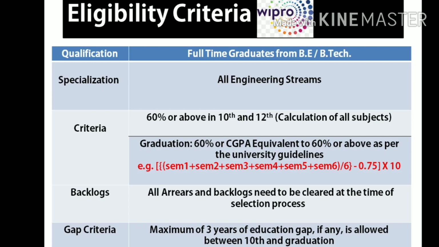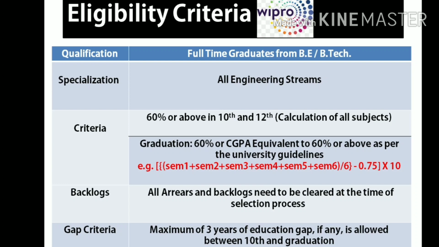Now, let us check out the eligibility criteria for Wipro. Who can apply for Wipro? Specialization, the same as TCS. No specialization as such. You can come from any of the engineering streams, even from mechanical or civil. So there is a misconception that only CSE or IT students can make it to the IT firms. It's not like that. You can come from any of the engineering streams. At least Wipro allows you this.